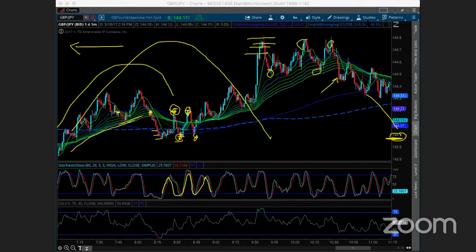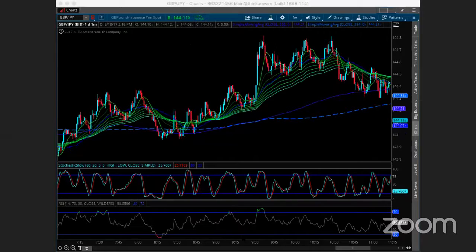Here, let me show you guys what that looked like. Just one account here that I was trading.